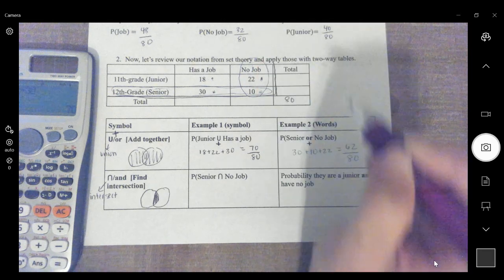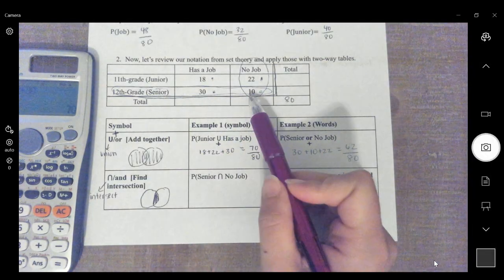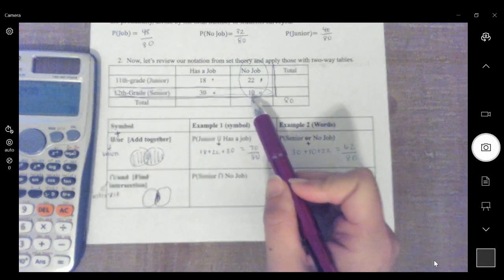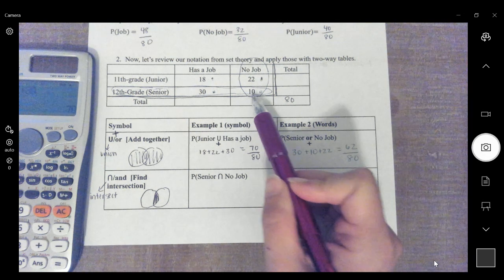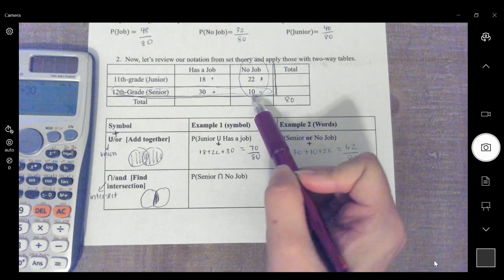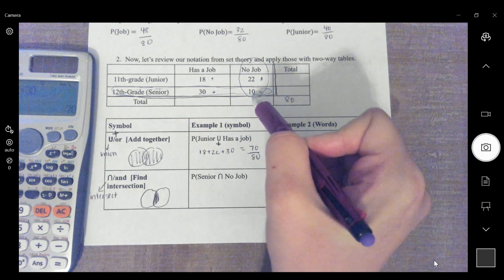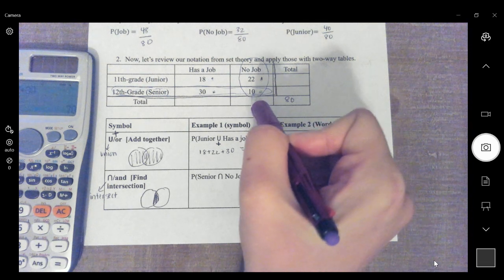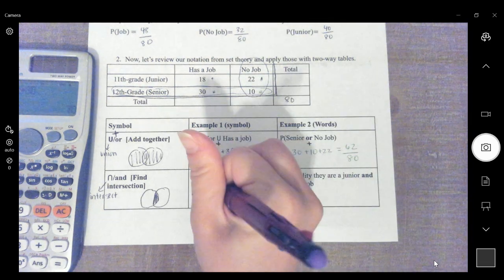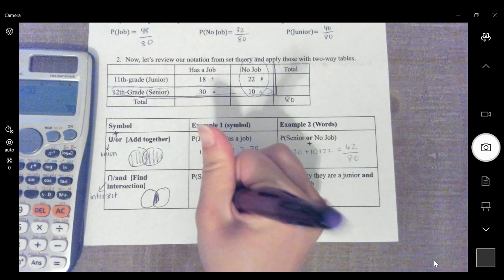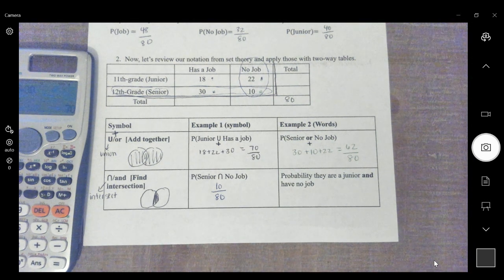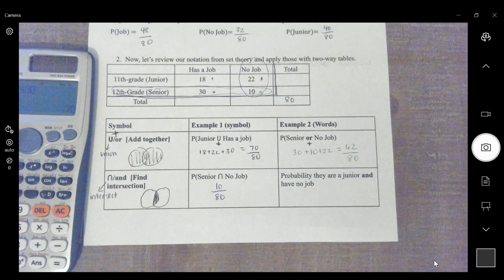Senior, intersect, no job. You want to see what they have in common, or where they intersect. So these 10 people are in both categories. They're seniors and they have no job. So that's the only number I need. So it's 10 out of the 80. Okay, so literally find where they intersect each other.